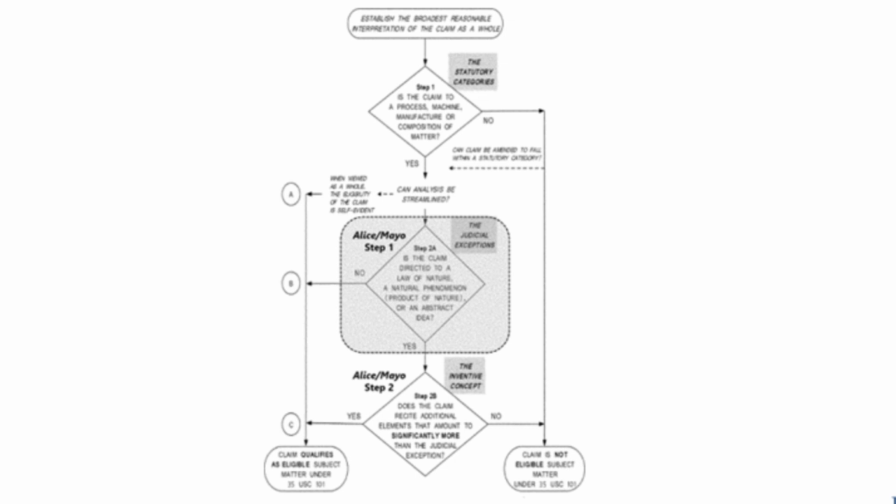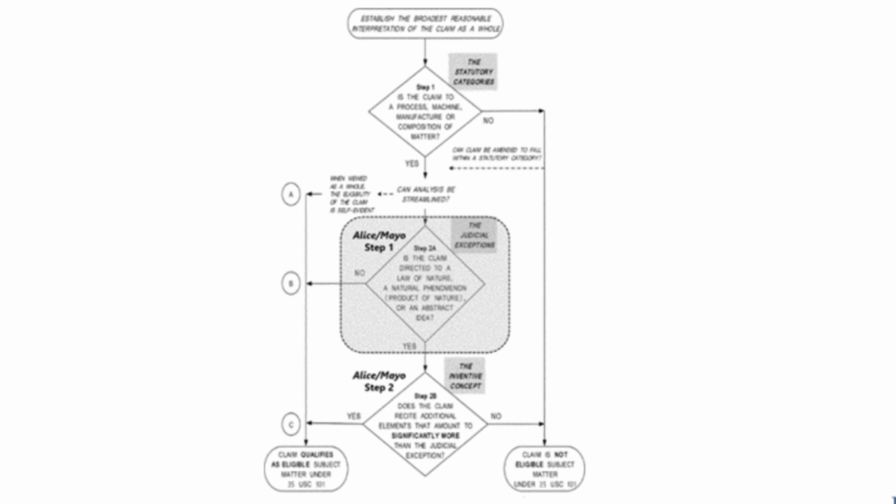It has 2 steps, very familiar, always used in these cases. Step 1 of Alice/Mayo essentially asks whether the claim is directed to a law of nature, natural phenomenon, or product of nature, essentially those judicial exceptions, and also includes abstract ideas. These are the categories of judicial exceptions. And if the answer is no, then the claim passes the test and goes on to other parts of the law to be examined.